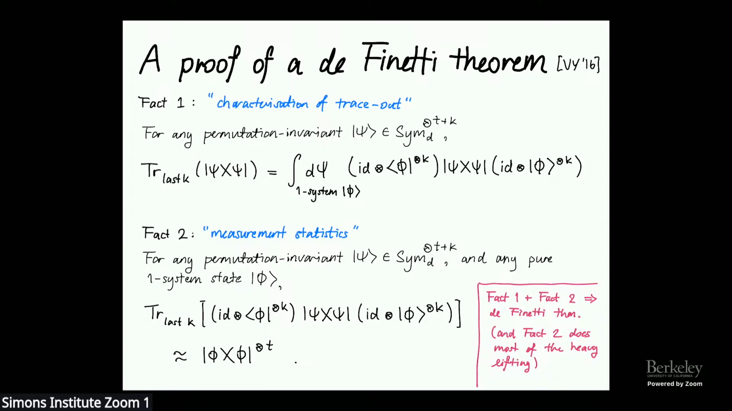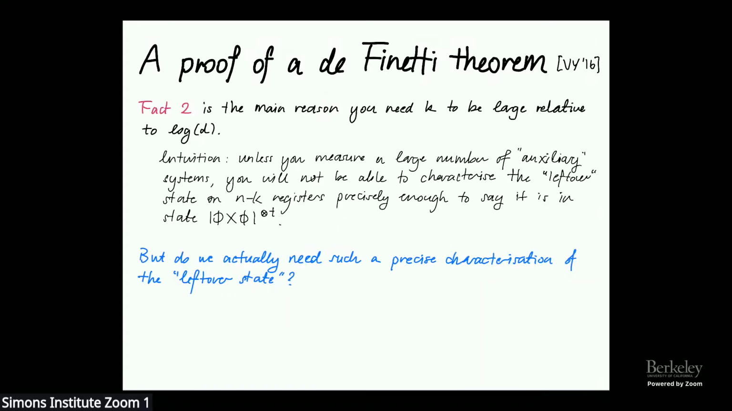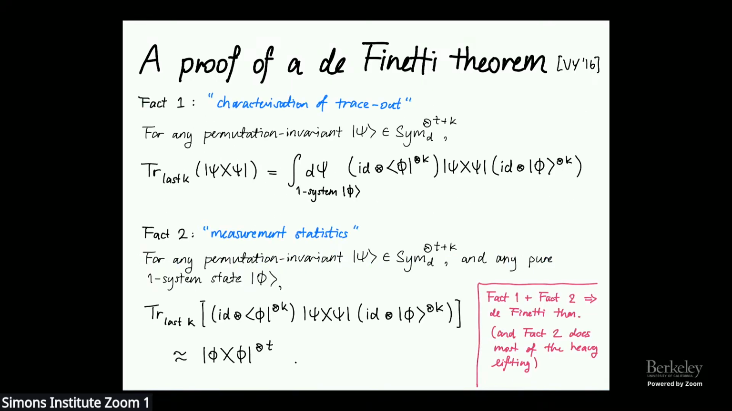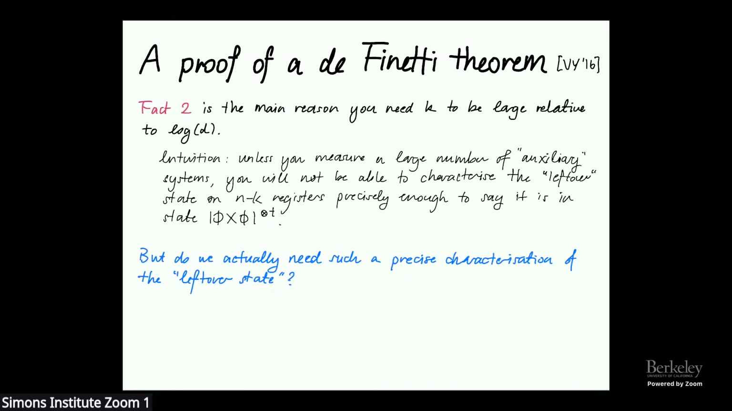Okay. So fact 2 is the main reason you need k to be really large relative to log d. You can see this intuitively by thinking about it: unless you measure a really large number of systems of psi and find that they're all in this projection, this projection is intuitively really, really unlikely to happen, right? So you can only conclude that the remaining systems are in the state phi tensor t if you look at a really large number of systems and find that they're all in copies of phi. That's why k needs to be large. So intuitively, you need to collect a lot of measurement statistics about your state in order to say anything about the leftover stuff using the permutation invariance, right? Okay. So that's the barrier for why you can't just use de Finetti to do it.